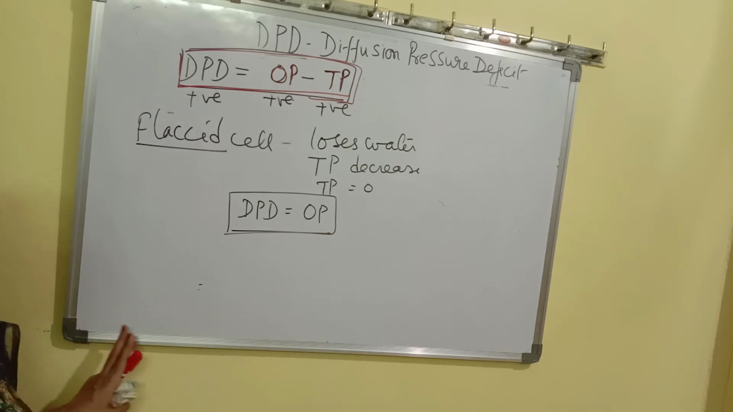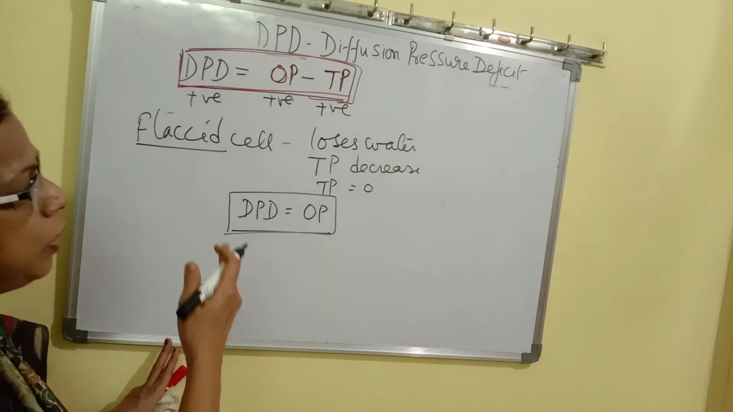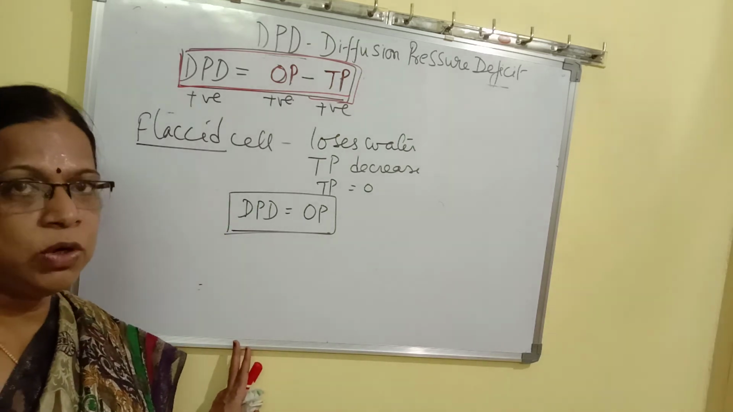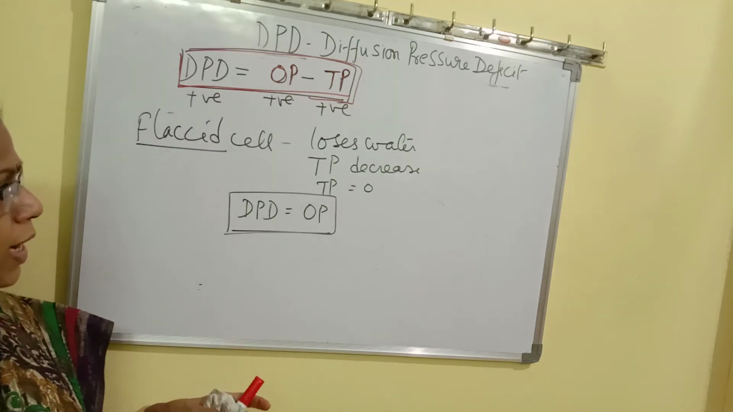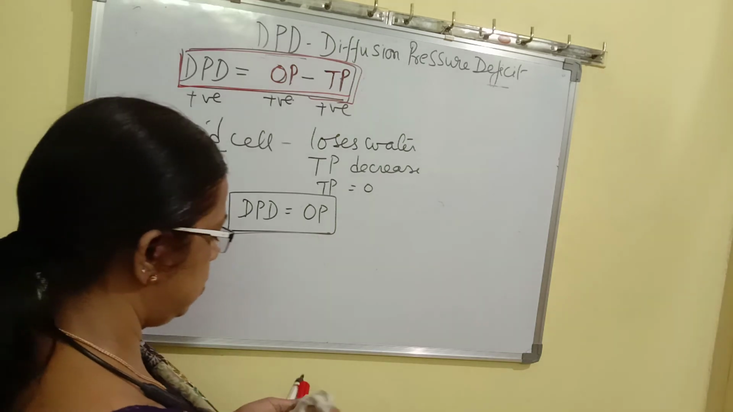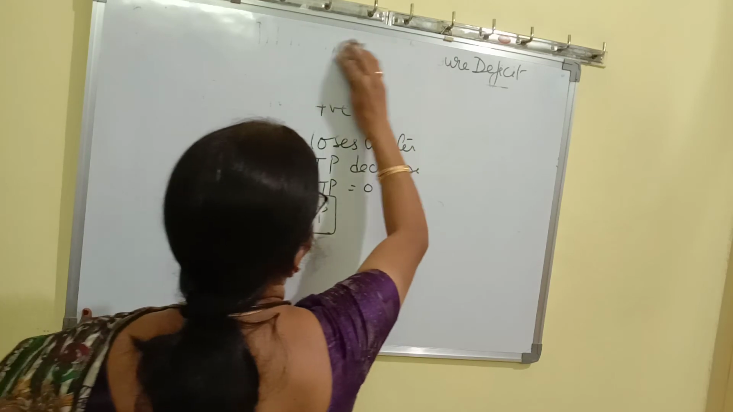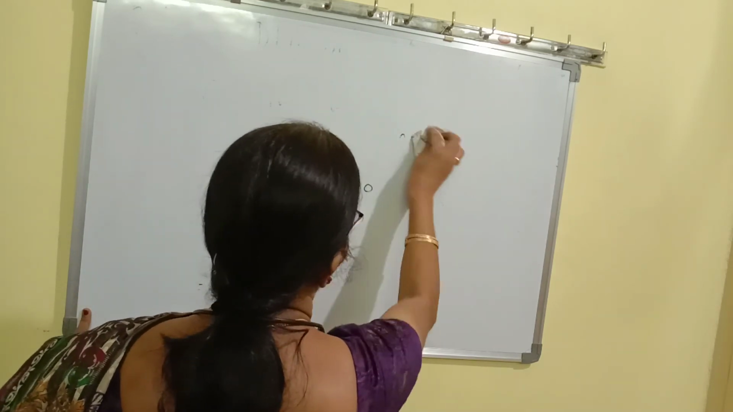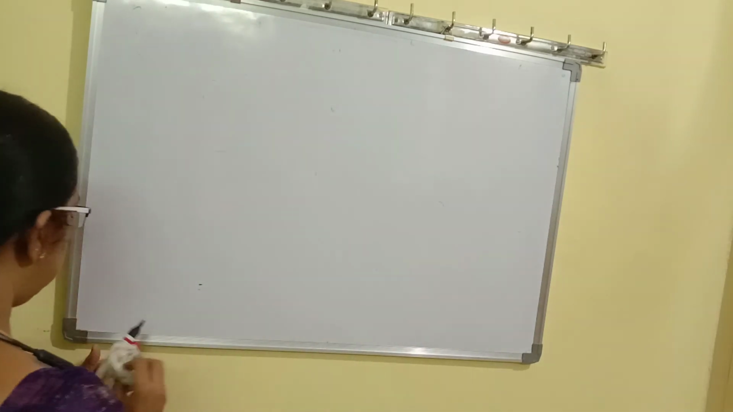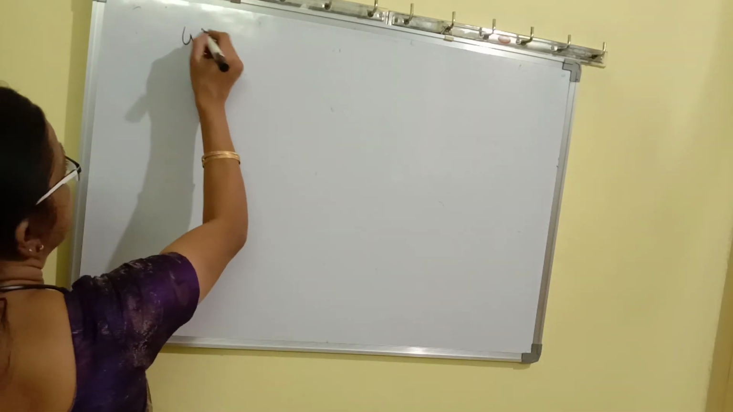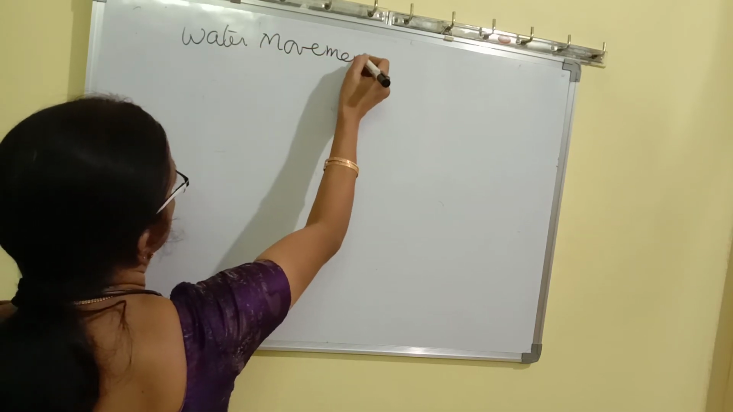So this is how you have to know this much about DPD. In my next video, I will be discussing some of the numericals involved here, both in water potential as well as in DPD. Now, lastly, I will summarize the water movement with respect to all the aspects which we discussed. How can water movement take place?